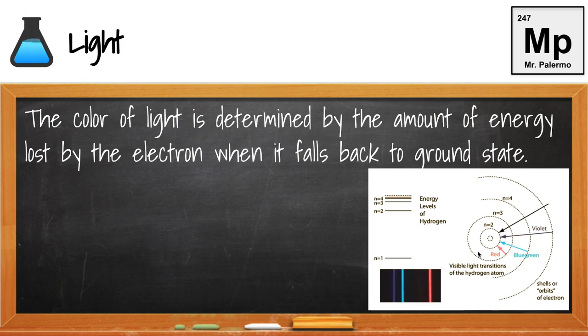So a different color of light is determined by the amount of energy that the electrons are losing when they go back to their ground state. And so if they are giving off a small amount of energy, we're going to see that in the form of red light. And if they're giving off a large amount of energy, we're going to see that in the form of violet light. And it creates this unique banding pattern, which is known as the bright line spectrum.